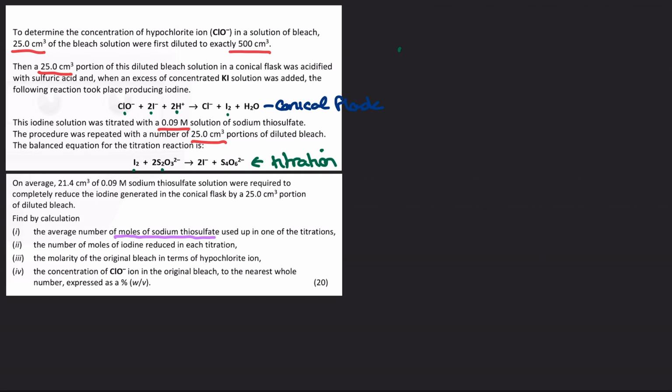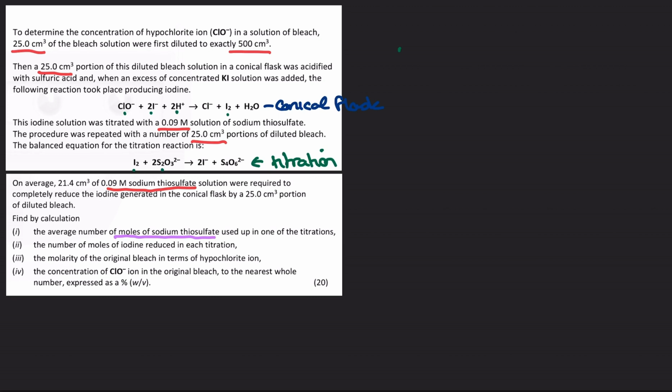So now that we've gone through that, we can focus on the first one. The average number of moles of sodium thiosulfate used up in one of the titrations. So it's not asking you for the amount or the molarity. It's asking you for the exact amount of moles in the 21.4. Sorry, I forgot to underline that part. This amount of the sodium thiosulfate. So we're given the molarity, we're given the exact amount used. So we want to find how many moles are in that 21.4 centimeters cubed.